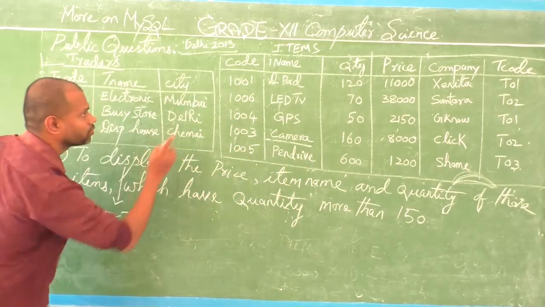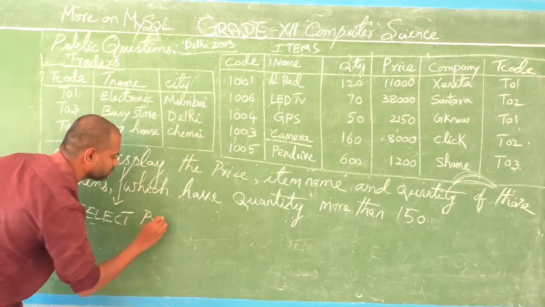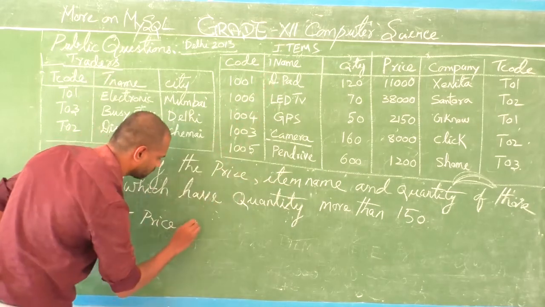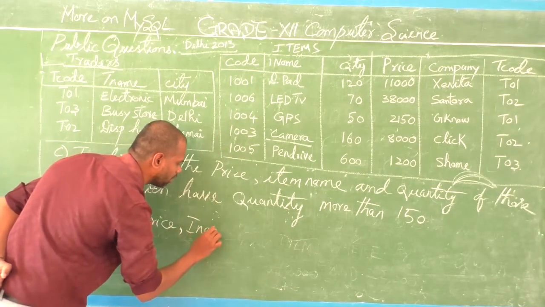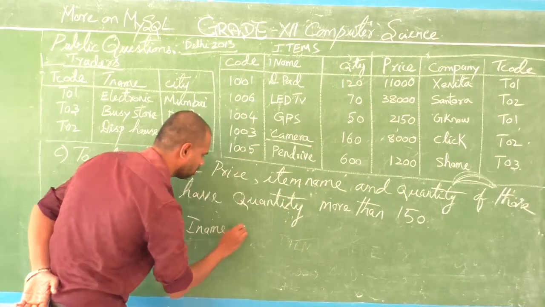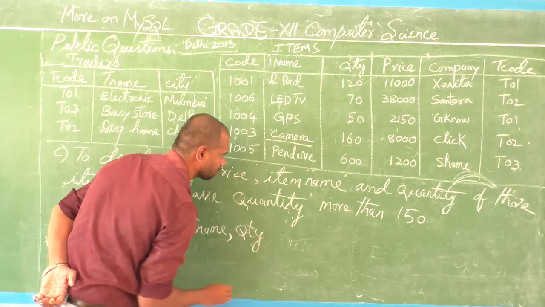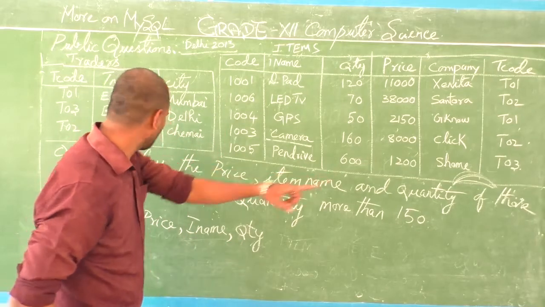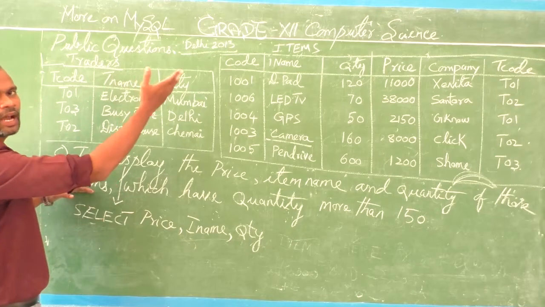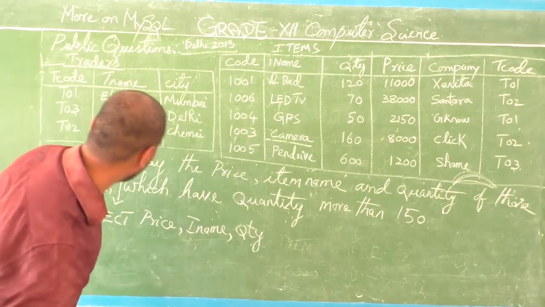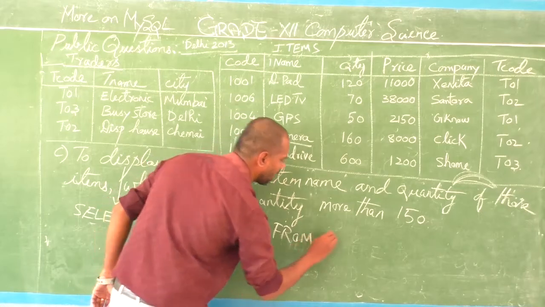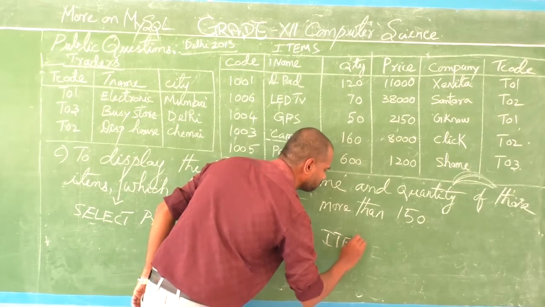So you write price, comma, item name, comma, quantity, QTY. All of those items. That means from which table? From the items table.